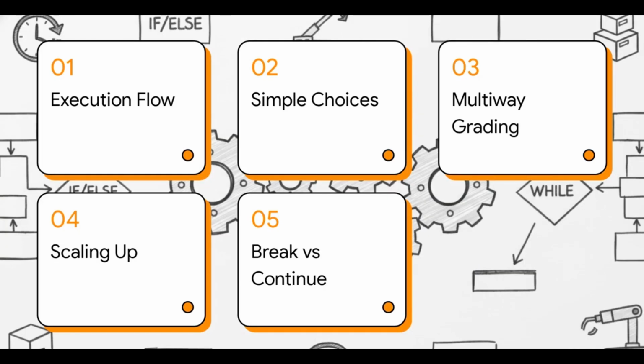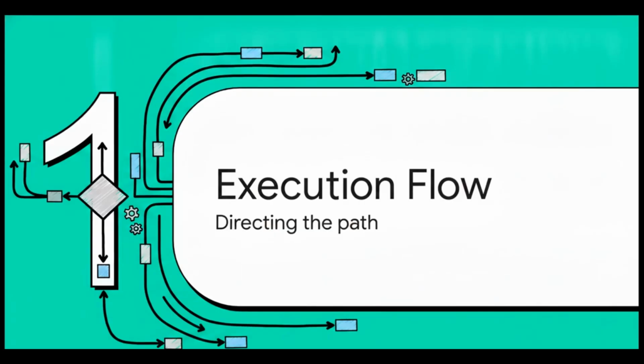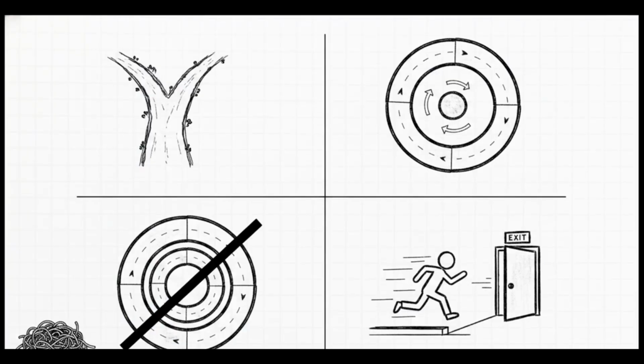So here's our roadmap for this problem-solving journey. We'll start with directing execution flow, move into making simple choices with if-else statements, tackle multi-way grading for complex rubrics, scale the whole thing up with loops, and finally, master loop control with break and continue statements. Let's get into it. First up, directing execution flow, because every successful automation journey begins with managing the basic direction your code travels.